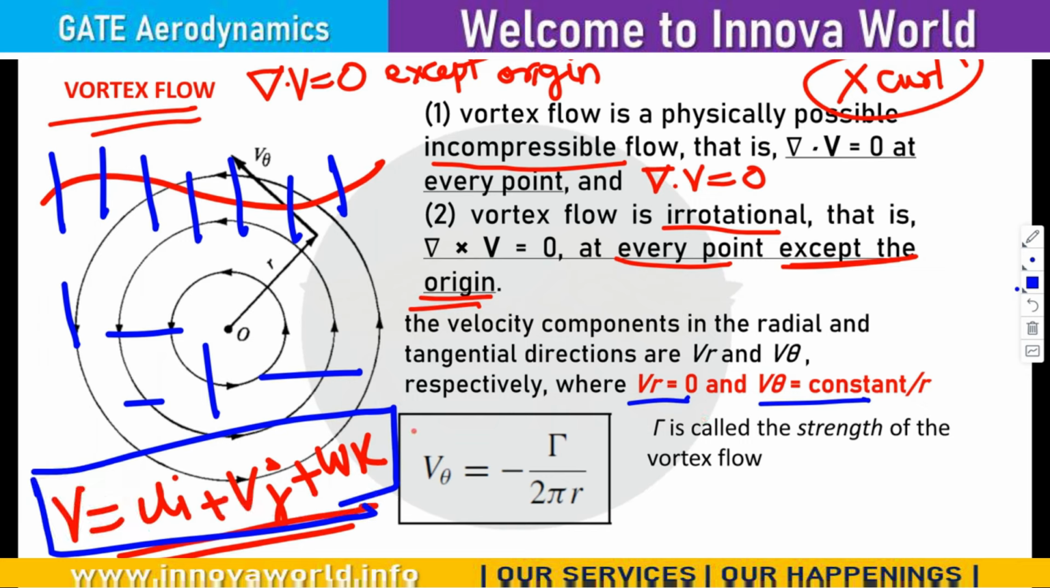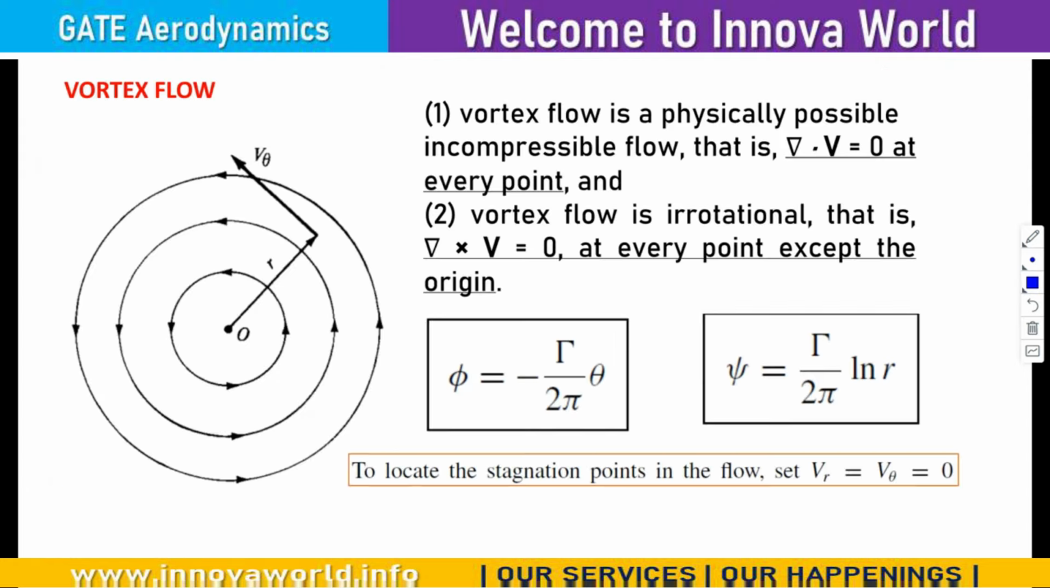Remember this formula, that is V theta equals minus of R. Okay, V theta is minus of R. Let's look into that. What is the phi and psi? Phi is a velocity potential, and psi is a stream function. Now you have to again remember this equation.